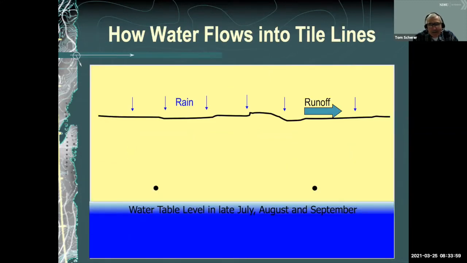So I just wanted to show you how water flows into tile, at least up here in the Red River Valley, what we've noticed. And where this comes from is that Hans in his research plots has observation wells, and quite often in late July, August, and September, the water table is well below the tile drains. Those two black dots you see there are tile. And we've had other research sites up and down the valley which show the same thing. So typically what we see is that by early September, the water table, because a crop uses so much water, is well below the tile and there's no flow.